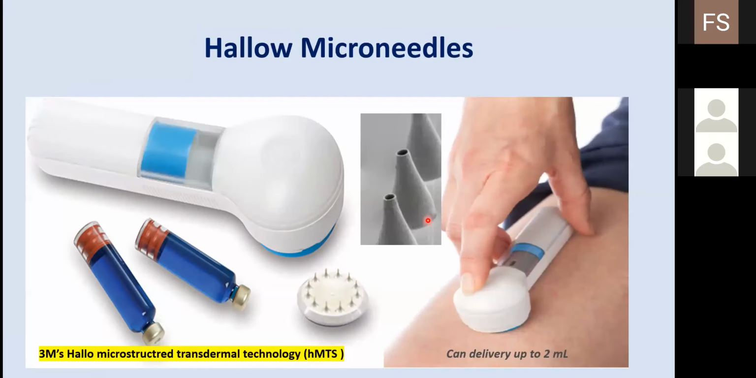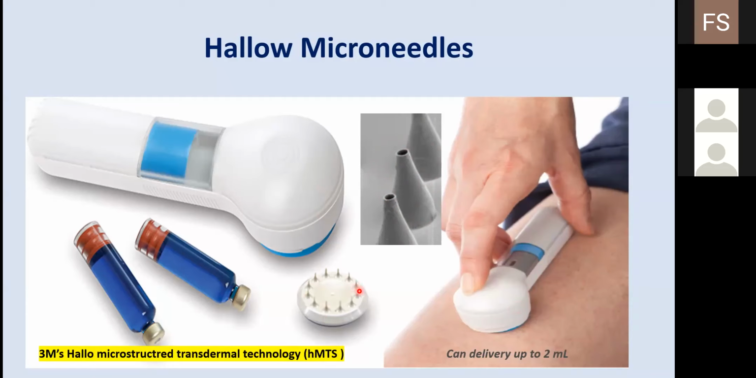Hollow microneedles. Of course, I've not personally worked on hollow microneedles. I have come across 3M's hollow microstructure transdermal technology. It is called HMTS technology. So they have a device into which you load the cartridge. The cartridge contains the solution that you would want to deliver into the skin. So you see the picture of how the hollow microneedles look. You place the entire device on top of the skin.